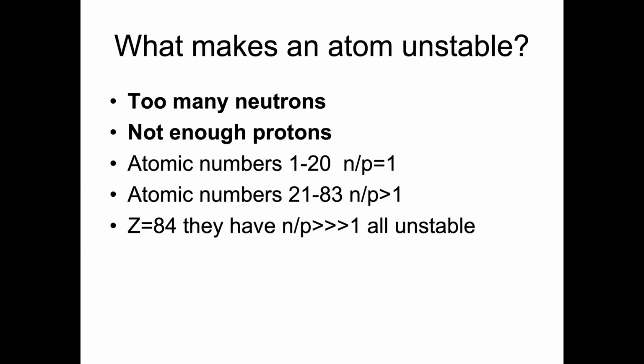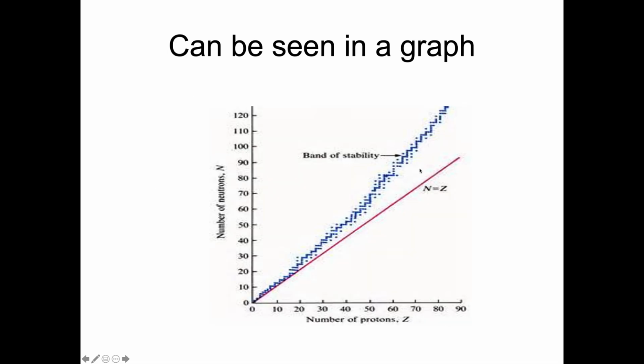So what makes it unstable? Too many neutrons, not enough protons. So typically, the ratio of the neutrons to protons for the first 20 atoms is about 1. Okay? When you get the heavier atoms, though, when the neutrons to protons ratio is greater than 1, they tend to be unstable. Starting with number 84, which is polonium, everything is radioactive after polonium. So bismuth is the heaviest atom that has stable isotopes.